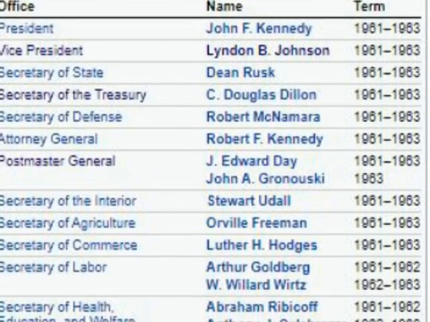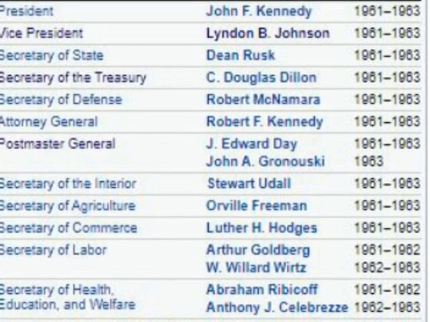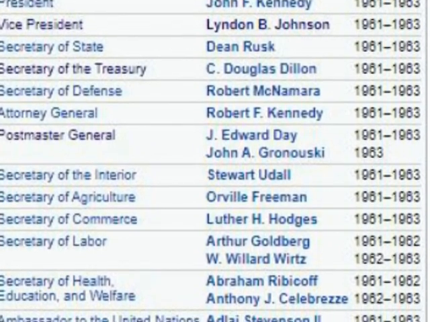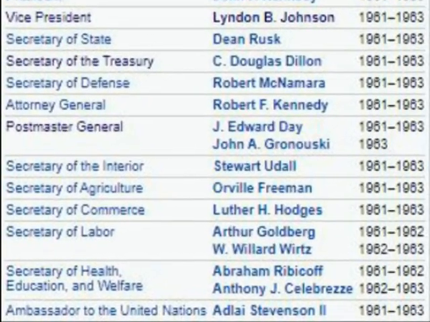which he narrowly defeated Richard Nixon, the then incumbent vice president. He was succeeded by Vice President Lyndon B. Johnson. Kennedy's time in office was marked by Cold War tensions with the Soviet Union and Cuba.